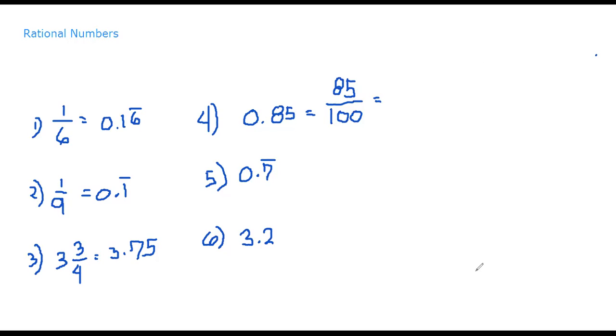Anyone? Nag-aaway na yung aso dun. Sige. Tatawag na lang ako. So, Juan Miguel. What is the lowest term of 85 over 100? Miguel. Sir, wait lang po.